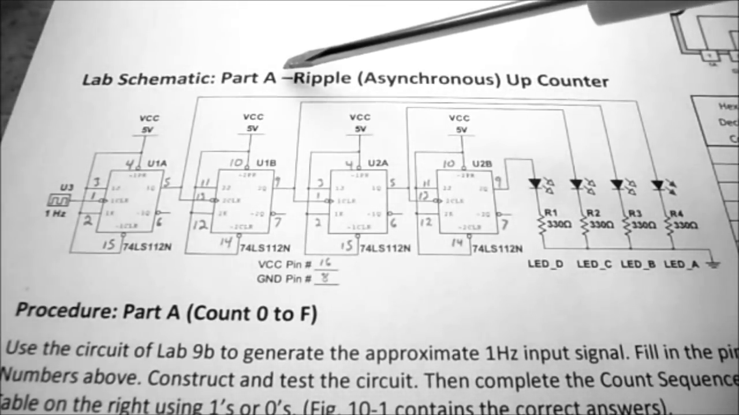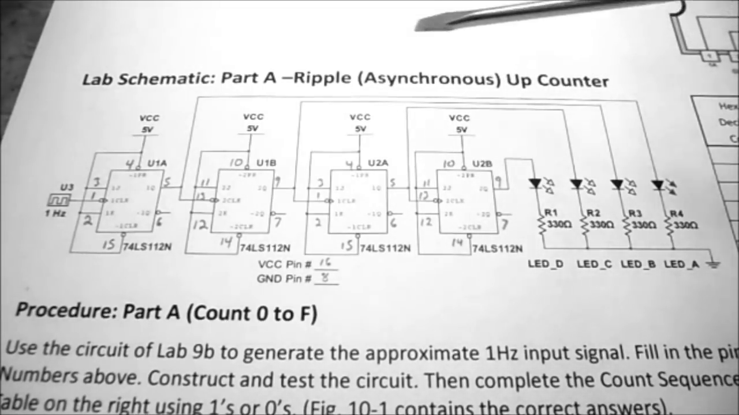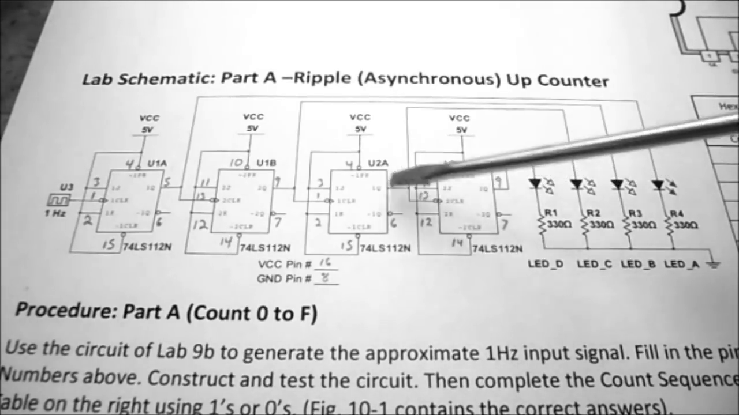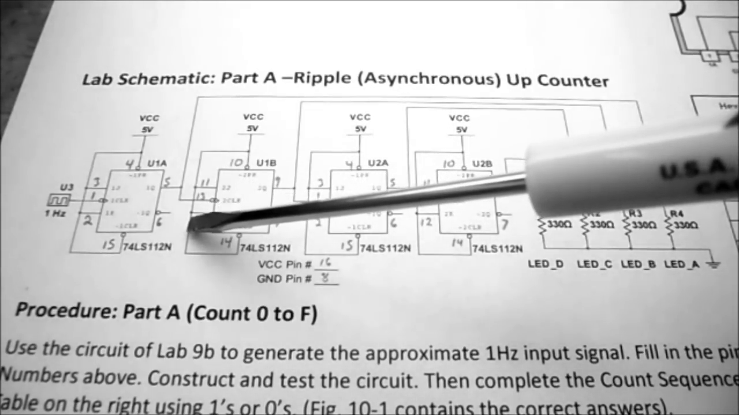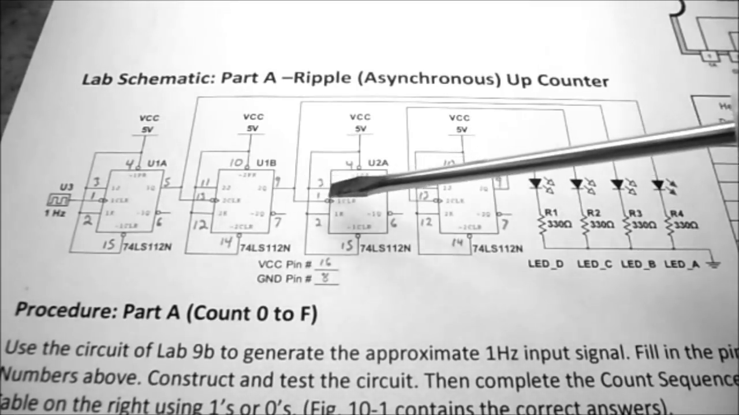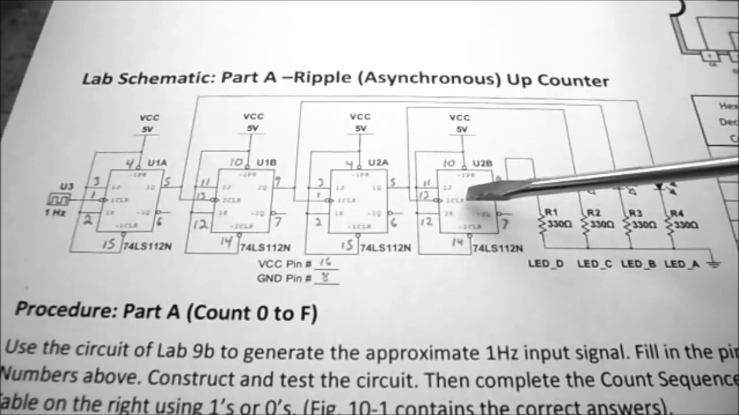So lab schematic, Part A, Ripple Asynchronous Up Counter. You can see we're going to be using 4 JK flip-flops. Remember that the 74112 contains 2 flip-flops in each IC. So this represents 2 ICs.